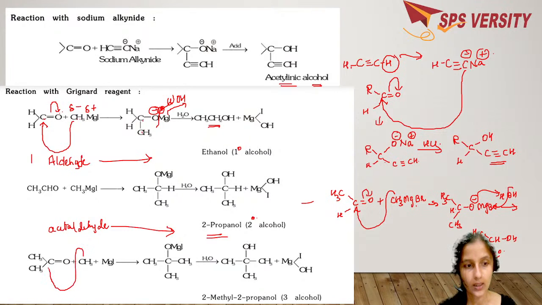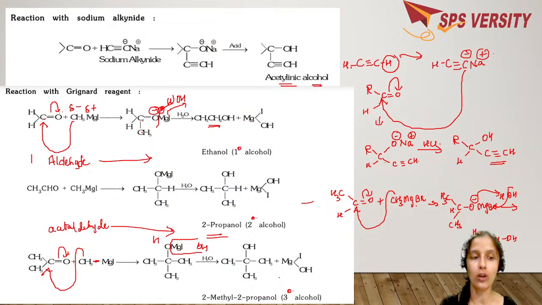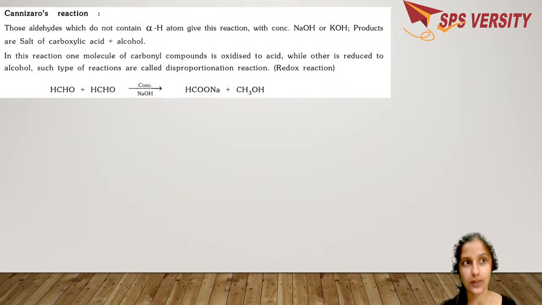This shifts over here and this shifts here, resulting in the formation of (CH3)2CH3OMgI. And when you hydrolyze it, this part goes with the OH from water, and here H gets added, resulting in the formation of a tertiary alcohol. So the formaldehyde forms the primary alcohol and the acetaldehyde forms the secondary alcohol, whereas the ketone forms the tertiary alcohol. This is how the aldehydes and the ketones react with the Grignard reagent.